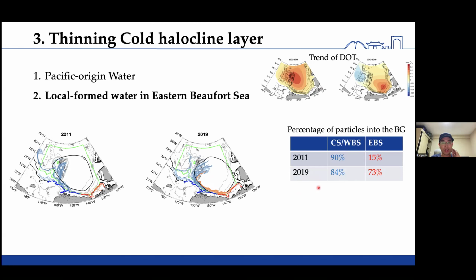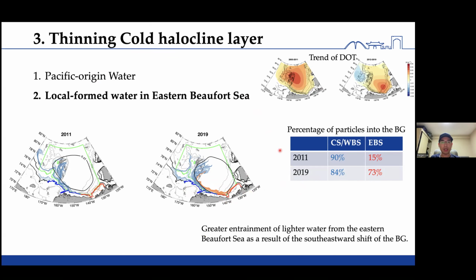I would like to note that the water in the eastern Beaufort Sea is fresher than the water to the other side, to the west, which means you have less contribution to the cold halocline in the second period. This could explain part of why the cold halocline is thinning in the second period. So all these processes are due to the shifting of the Beaufort Gyre.